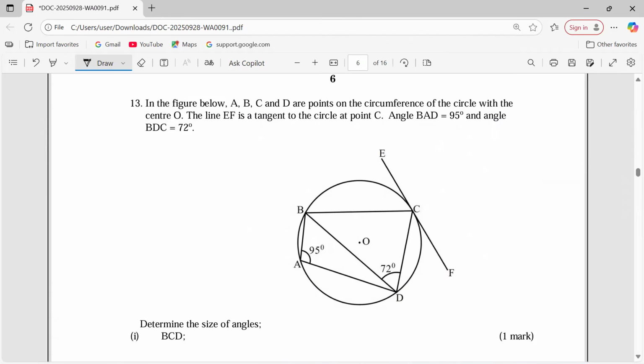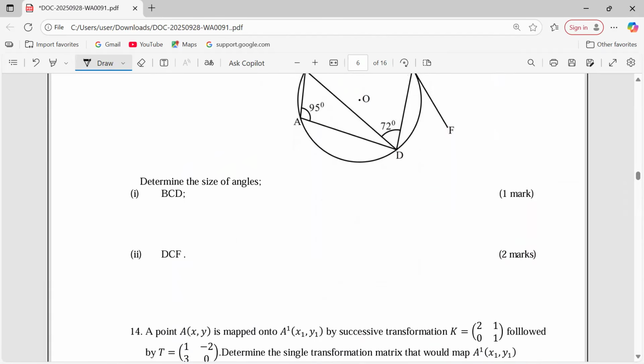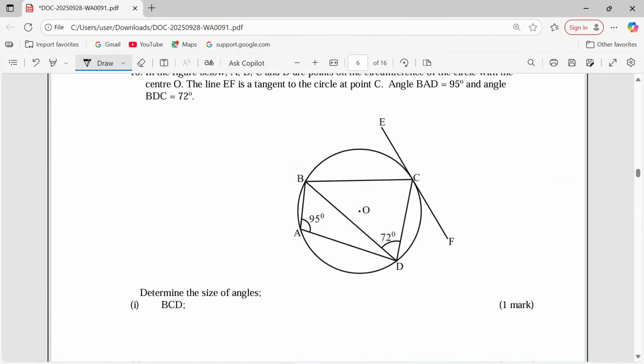Now, in the figure below, A, B, C, and D are points on the circumference of a circle with center O. You can see center O. Then we are further told that the line EF is a tangent to the circle at point C, just as you can see. Then the angle BAD is 95, and the angle BDC is 72, just as indicated. Determine the sizes of the two angles given here.